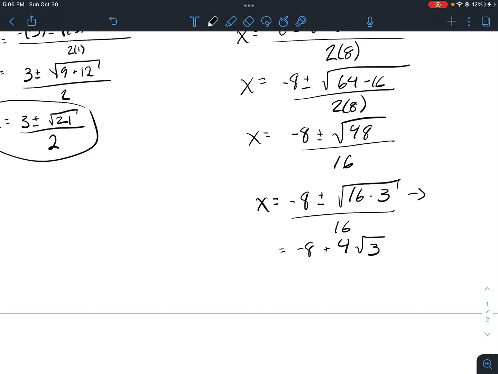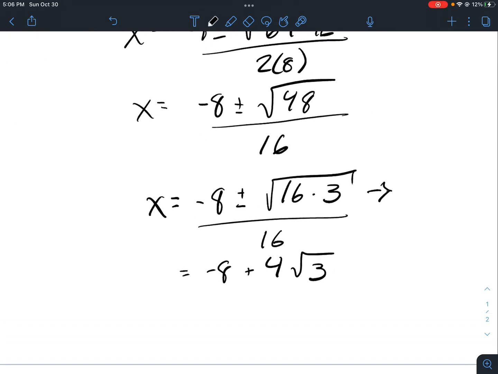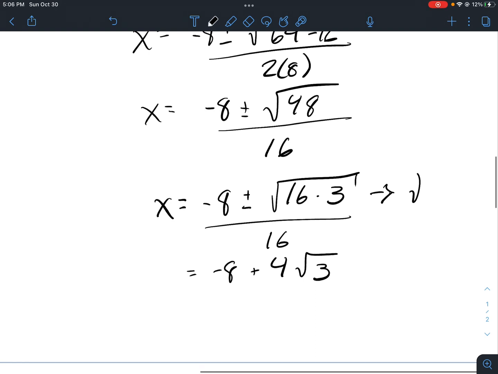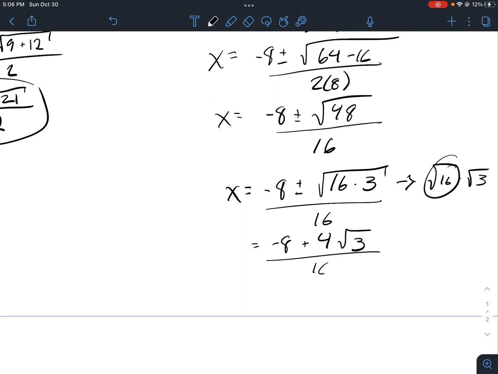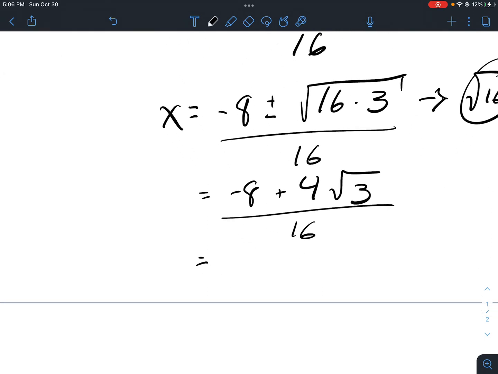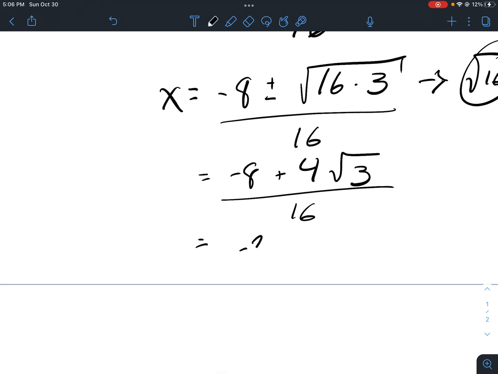If you don't know or remember how this works, we can maybe spend some time on it. But we could break up what's inside of a radical, and then this will just turn into radical 16 times radical 3. And then radical 16 is just 4, so that's how we get that. So this is all over 16. We simplify. What we can do is we could take a 4 out of everything. So I'm going to be left with negative 2 plus radical 3 all over 4. Oops, I forgot my minus. So plus or minus, that is what x equals.